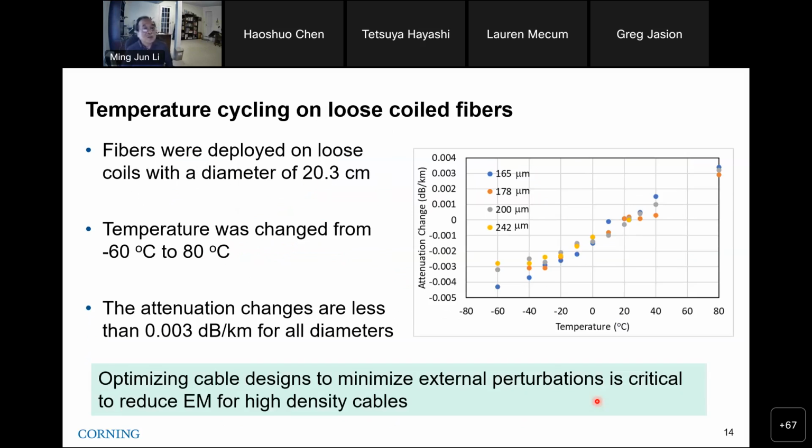And to show that, we did a loose coil fiber test. So we use a loose coil diameter of 20.3 centimeter. Then we did temperature cycling, because in the cable, microbending happens most at lower temperature. From this temperature cycling on loose coil, you can see for different coating diameters the attenuation change is nearly zero, very small, even for the coating diameter 165, the attenuation change is very similar. So these results confirm that if you have no force applied to the fiber, there is basically no microbending problem.